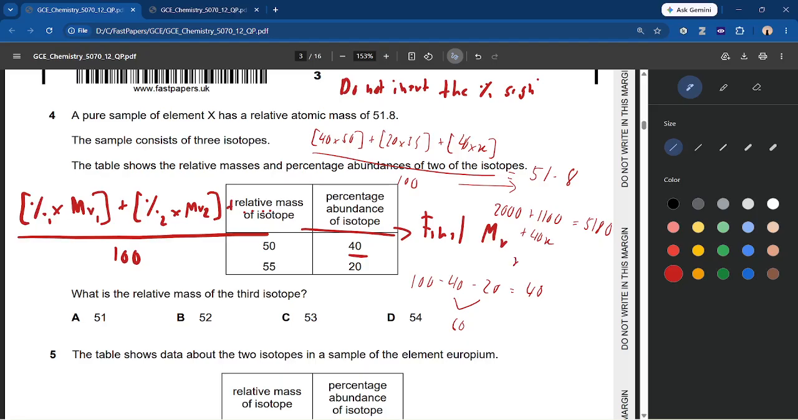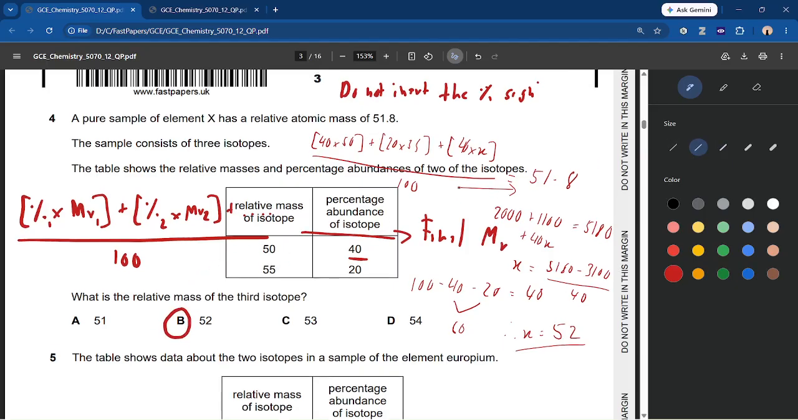So then you bring all those numbers to that side, so you're going to have 5180 minus 3100, and you're going to divide this by 40, and so x is equal to 52. Again, let me just make sure that I've done my calculations right. Divide by 40, yeah, and that is 52. So the answer is invariably 52. I think I'll use a fifth center for the next few questions.